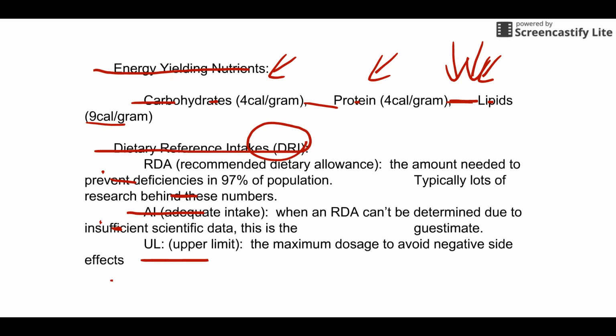All right, and the last one is upper limit, which is kind of self-explanatory. It's the maximum dosage you want to take. Beyond that, you can start having negative side effects. So iron's good for you, but too much iron can actually be fatal. It's actually one of the biggest overdoses in children. Same thing with calcium. Too much calcium or vitamin C. Those types of things can cause digestive discomfort, cause all sorts of problems.